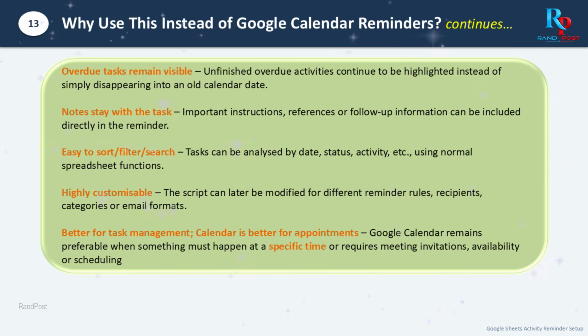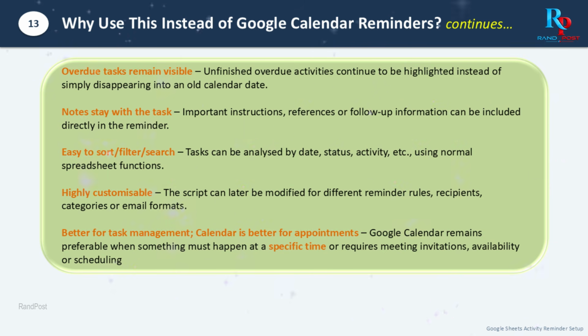Notes stay with the task. Important instructions, references, or follow-up information can be included directly in the reminder. Easy to sort, filter, search. Tasks can be analyzed by date, status, activity, etc. using normal spreadsheet functions. Highly customizable. The script can later be modified for different reminder rules, recipients, categories, or email formats.